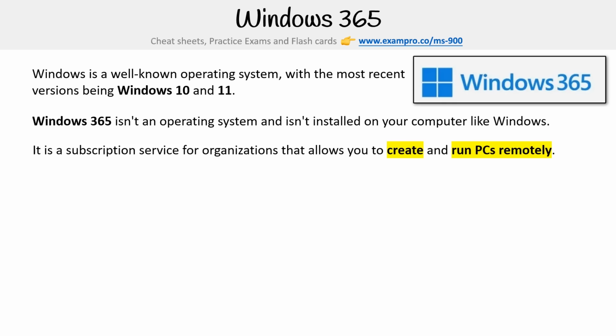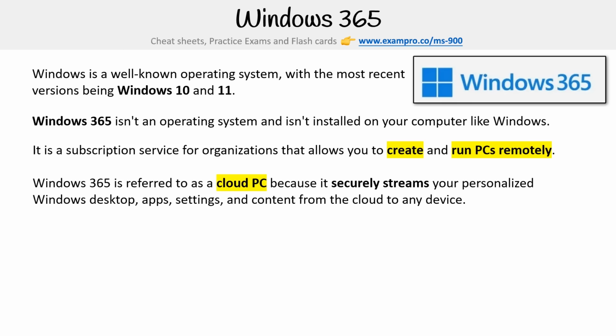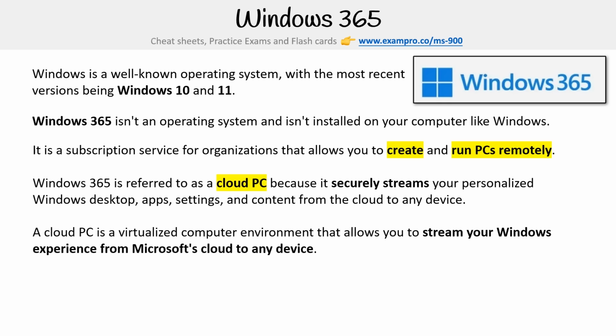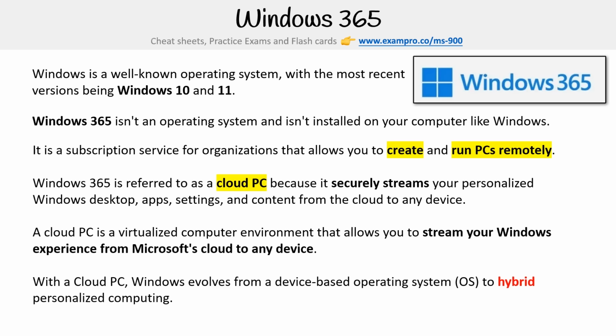It's a subscription service for organizations that allows you to create and run PCs remotely. Windows 365 is referred to as a cloud PC. This is because it securely streams your personalized Windows desktop, apps, settings, and content from the cloud to any device. A cloud PC is a virtualized computer environment that allows you to stream your Windows experience from Microsoft's cloud to any device. With a cloud PC, Windows evolves from a device-based operating system to hybrid personalized computing.